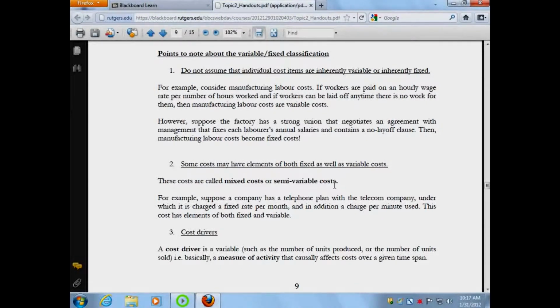Okay, so just like we did for direct and indirect, I want to point out a few facts about the fixed and variable classification. A few facts, many of which you guys have realized already, some of you have raised in questions, but it's just worth going through all of them.